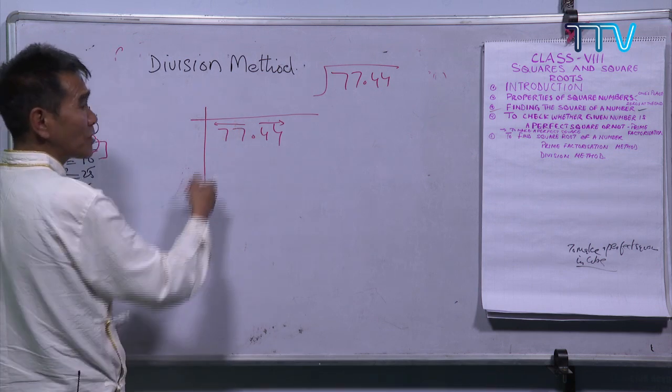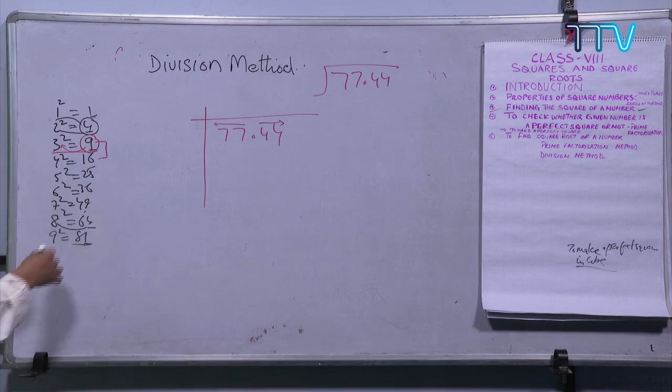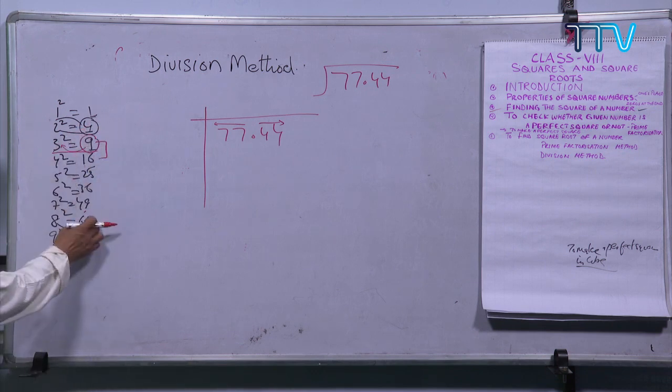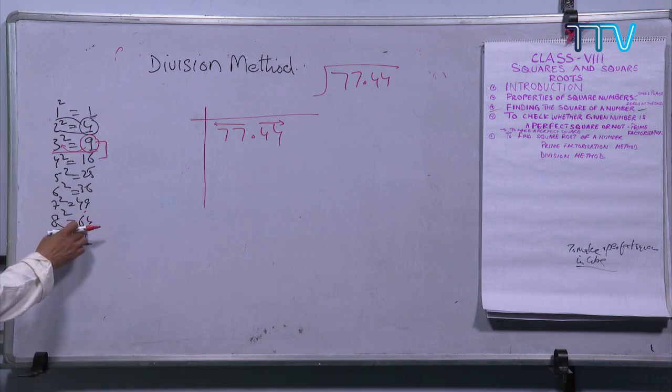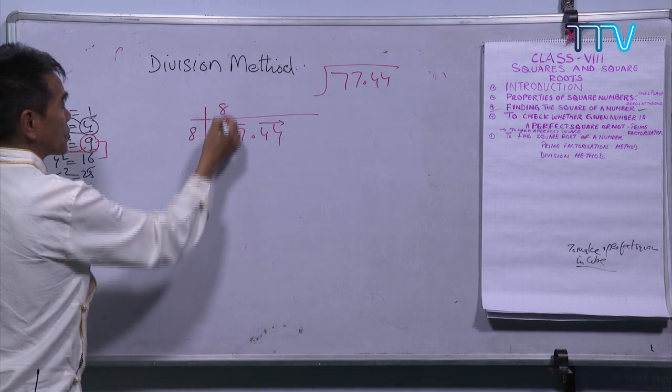For the first part, 77, the nearest number: 8 squared is 64, 9 squared is 81. 81 is greater than 77, so you take 64. 8 squared is 64.